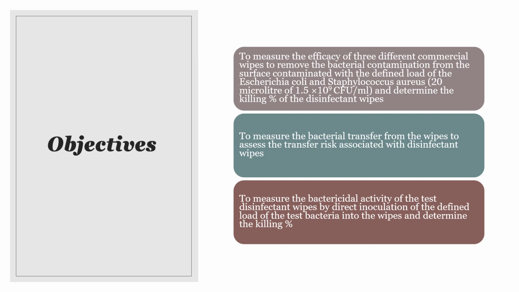There were three main objectives of the experiment. First one was to measure the efficacy of the three different commercial wipes to remove the bacterial contamination from the surface with the help of mechanical force and determine the kill percentage. Second one, to measure the bacterial transfer from the wipe to assess the transfer risk associated with disinfectant wipes. And third one, to measure the bactericidal activity of the test disinfectant wipe by direct inoculation and to determine the kill percentage.